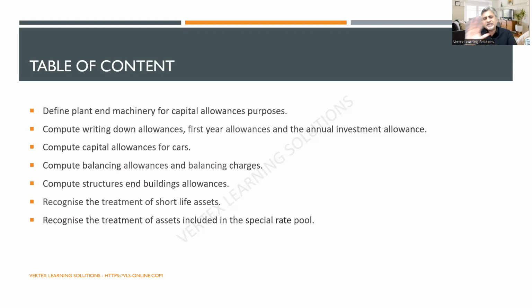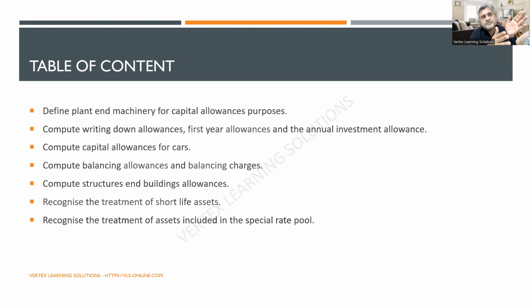I'm just giving you an idea so that you remain confident. You don't get confused. So you have a main pool of assets, and on the main pool of assets, you charge 18%. And by the way, we don't use the straight line method in tax calculation. Whenever you calculate capital allowances for tax purposes, you always use the reducing balance method.